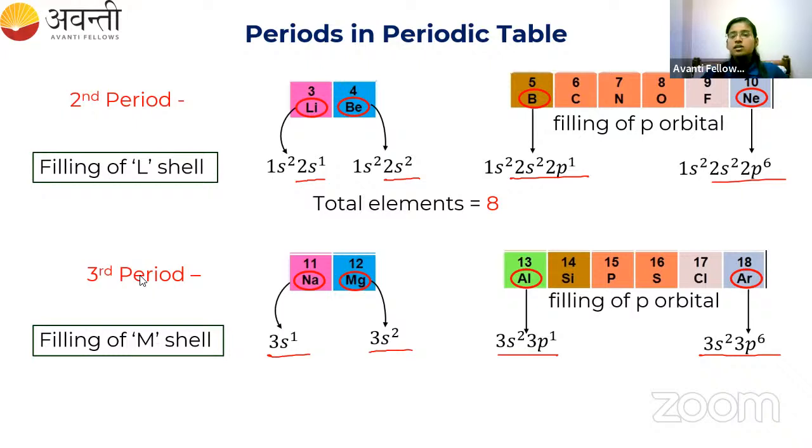So in the first period, I had 2 elements. Second period, 8 elements. In the third period, how many elements? Same as that of second period, right? Yeah, 8. No, no, not 18. It is 8 only. Sodium, magnesium, aluminium, silicon, phosphorus, sulfur, chlorine and argon, right? Only 8 elements in the third period also.